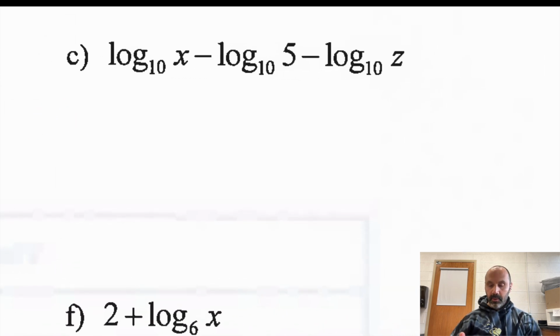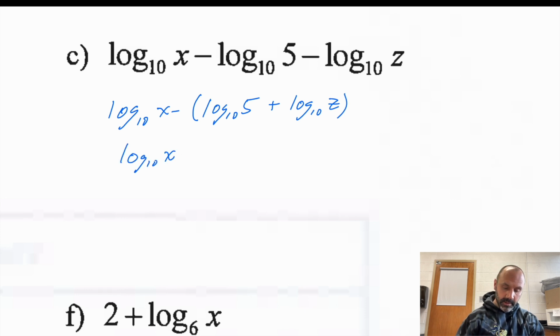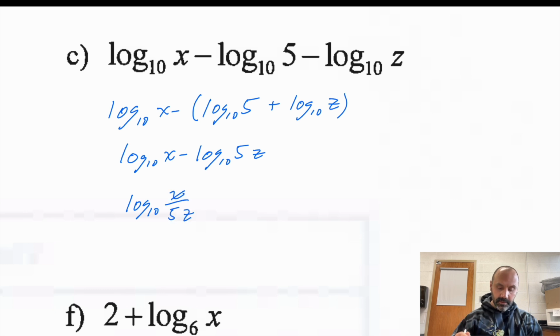This one, we've got a few things going on here. So let's simplify this a little bit. I'm going to show you something. Log base 10 of x minus log base 10 of 5 plus log base 10 of z. This becomes log base 10 of x minus, now I can multiply 5 and z, log base 10 of 5z. Now it's x minus, so I'm going to say log base 10 of x over 5 times z.